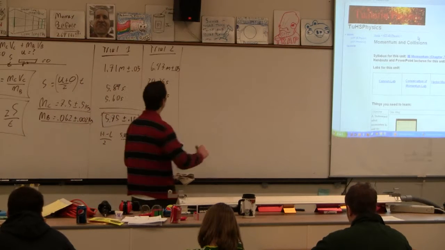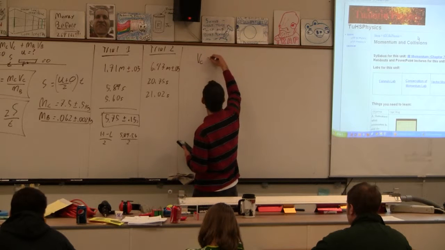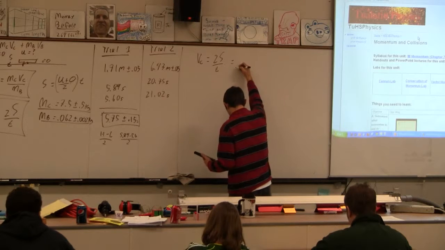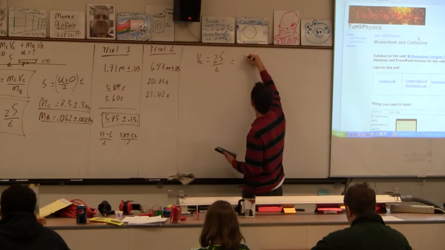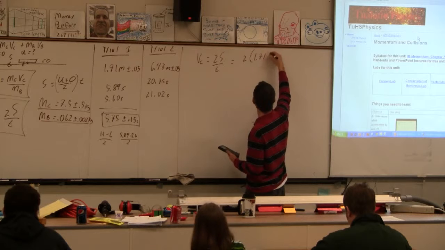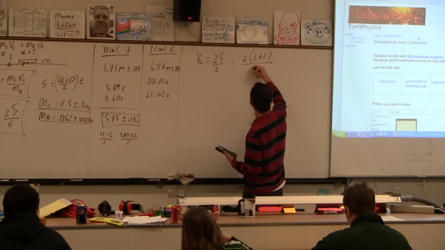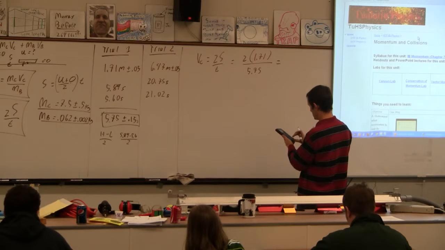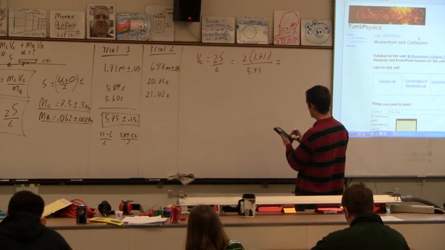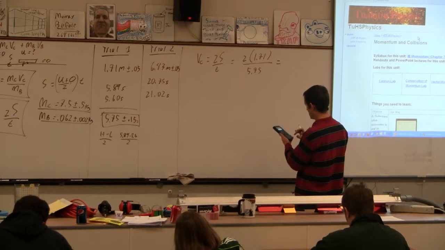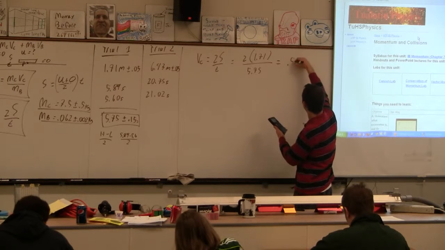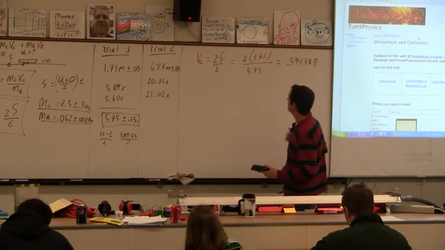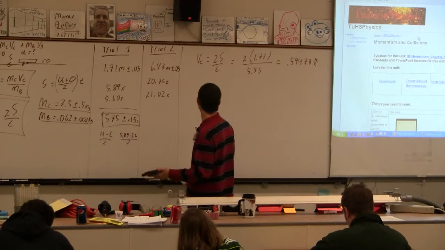Okay, so the velocity of the cannon is twice the distance it went divided by the time, right? Okay, so twice 1.71 divided by 5.75 equals 0.598 meters per second. I know all those figures are not significant, but I'm not at the end yet, right?